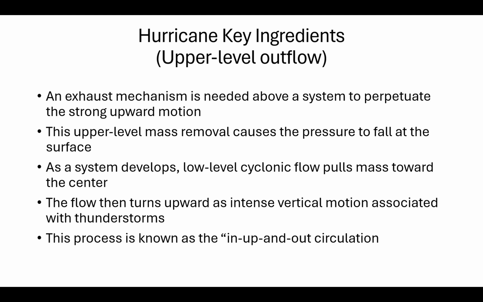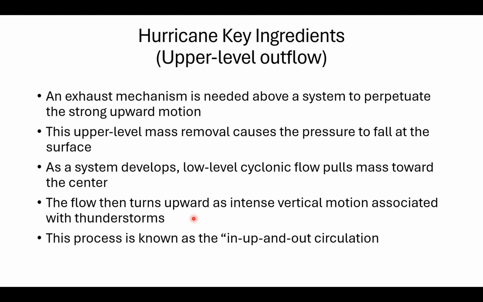And that's going to allow for the surface pressure to continue to fall. As a system develops, low-level cyclonic flow then pulls the mass towards the center. The flow then turns upward as intense vertical motion associated with thunderstorms. And this process actually has a name. It's known as the in, up, and out circulation. So again, this is a fine-tuned system, okay?